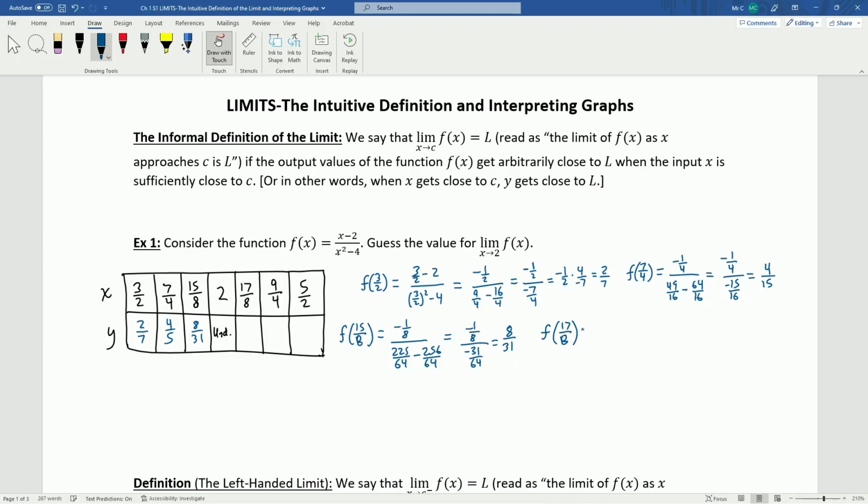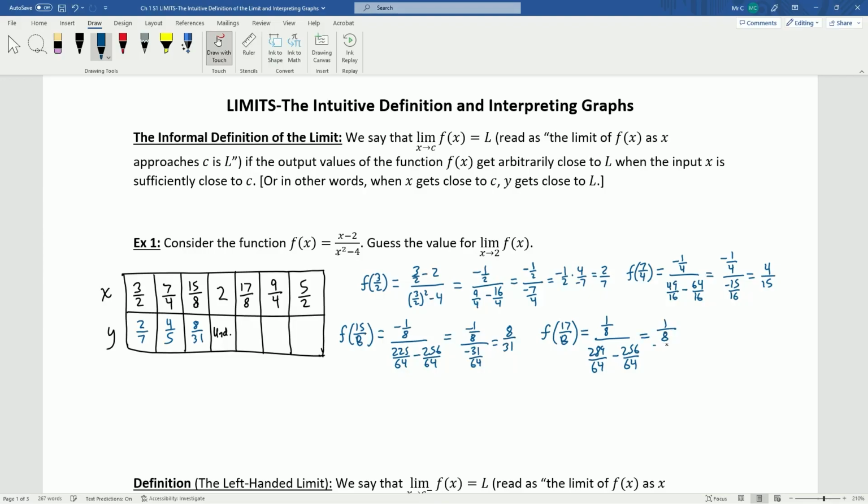Okay, now we go over 17/8. So then we need 17 minus 17/8 minus 2, which is a positive 1/8. And then we're going to need 17 squared. So that's going to be 289 divided by 8 squared. That's 64. Minus 256 divided by 64. Again, I'm just rewriting the number 4 with the denominator 64.